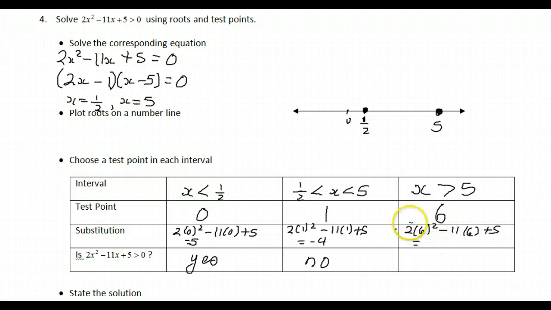So 6 squared is 36, times 2 is 72. 72 minus 66 is 6, plus 5 is 11. Is 11, that's the value you got, greater than 0? Yes, it is.